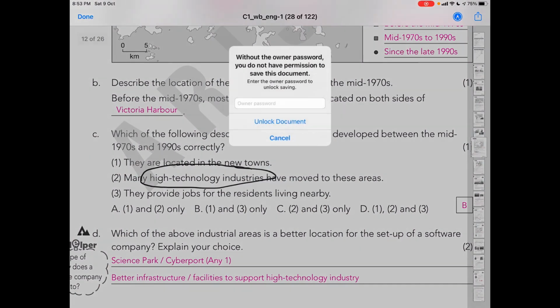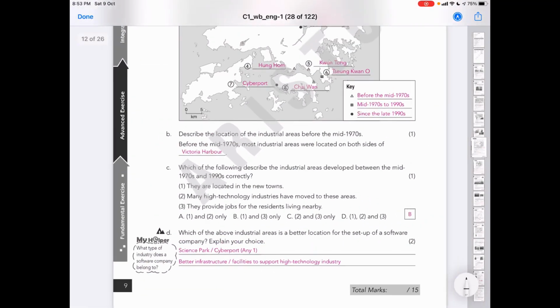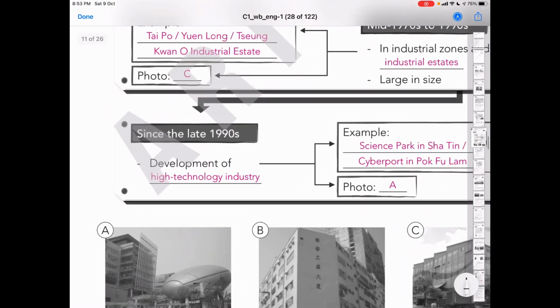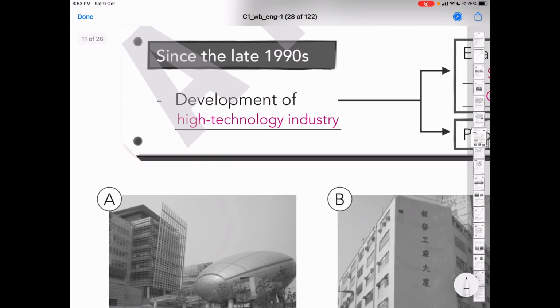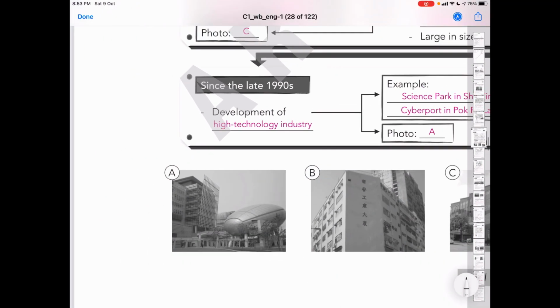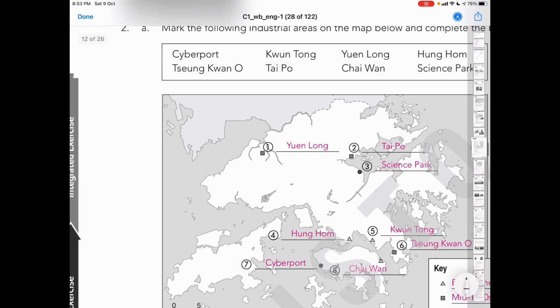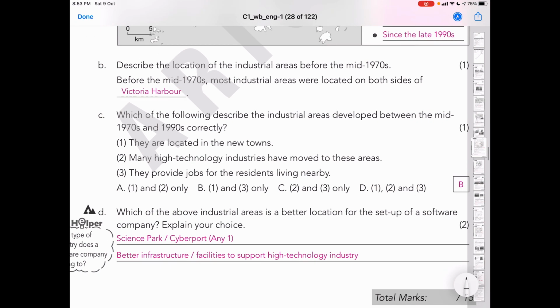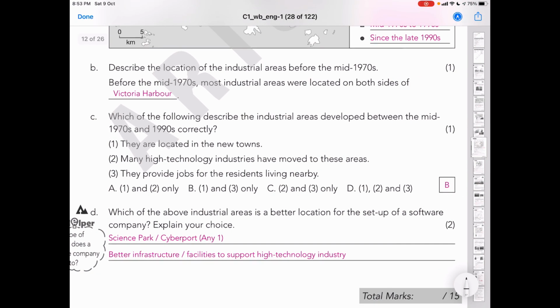As we have just told, it should be here. The high-tech industry only appeared in 1990. So accordingly, for the period from the mid 1970s to the mid 1990s, I don't think there will be any high-tech industry. So B is the correct answer.